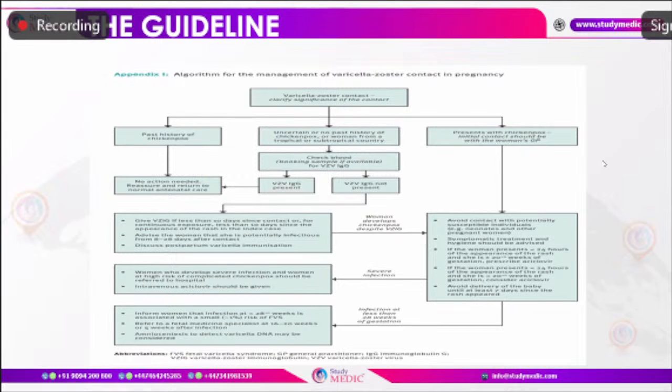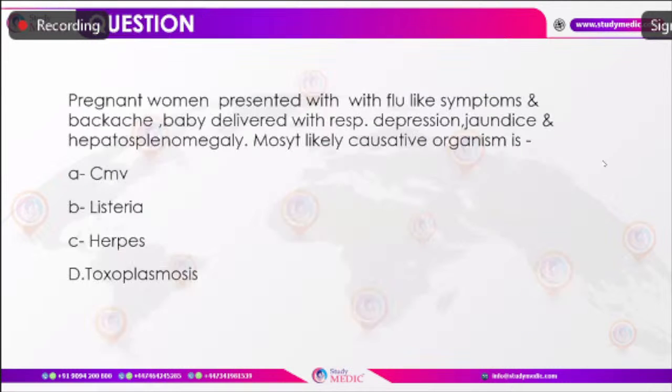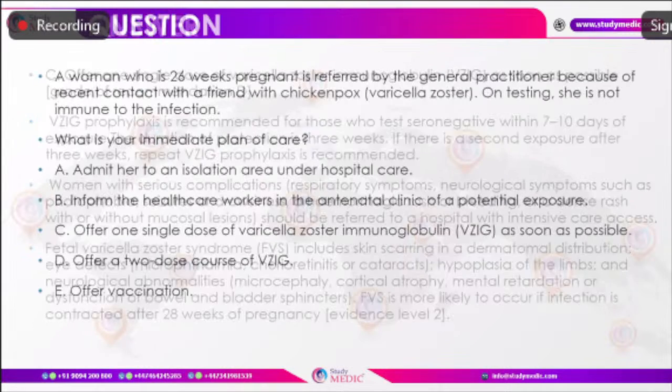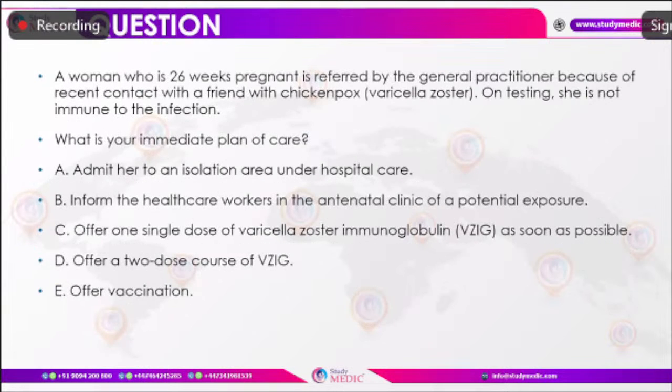So in the scenario that we had here, is a woman who's only 26 weeks pregnant and she's only got a contact and she's not immune also. Are we going to admit her for an isolation area? Admission is usually not required. Are we going to inform the healthcare worker in the antenatal clinic of a potential exposure? Well, information needs to be provided.